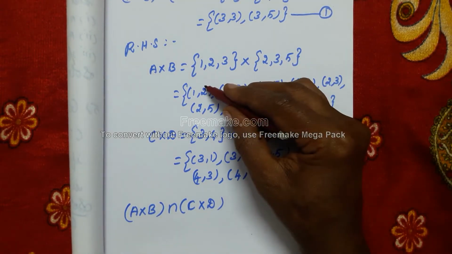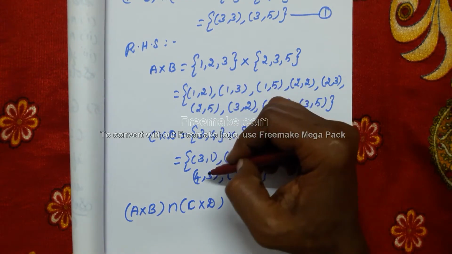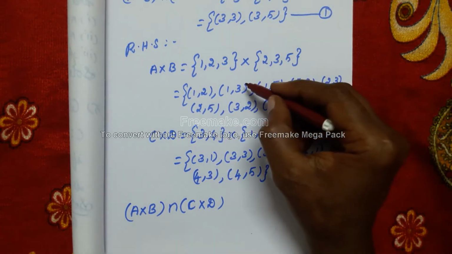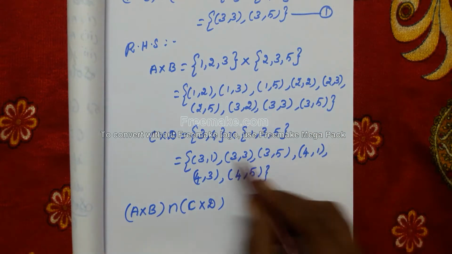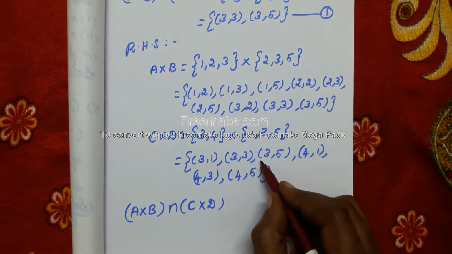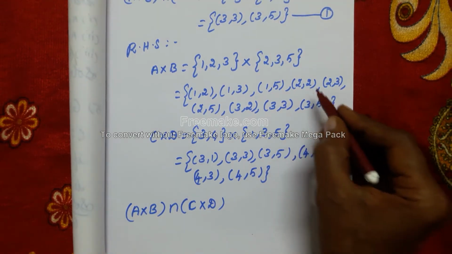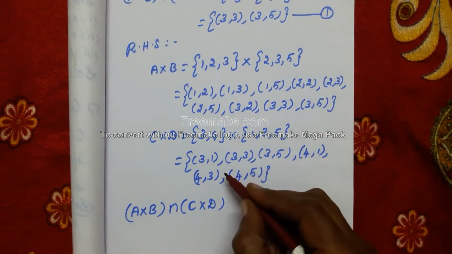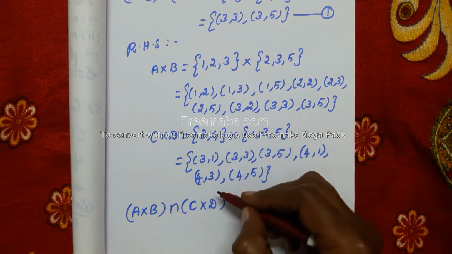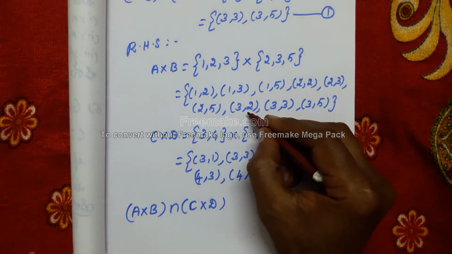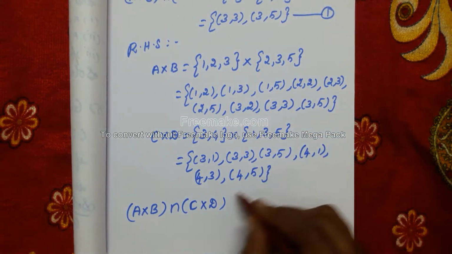Here 1 comma 2. It is in A cross B, but it is not in C cross D. 1 comma 3, not having. Next 1 comma 5, not having. Next 2 comma 2, not having. 2 comma 3, not having. 2 comma 5, not here. Next 3 comma 2, not here.